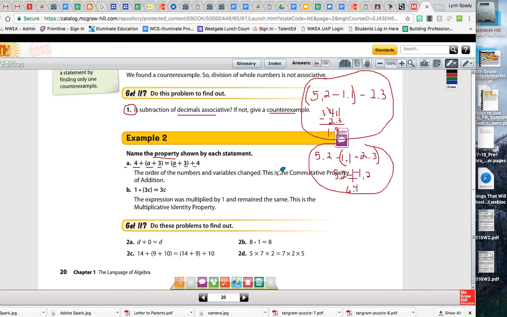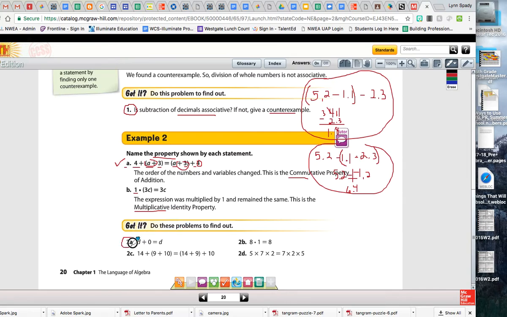So that's actually the commutative property. Don't get tricked by this one, because a lot of students think parentheses mean the associative property, and that's not necessarily the case. We have 4 plus a value, and we have that value plus 4. So we just switched positions, so that's the commutative property. And in this case, we are multiplying by 1, so that's the multiplicative identity.